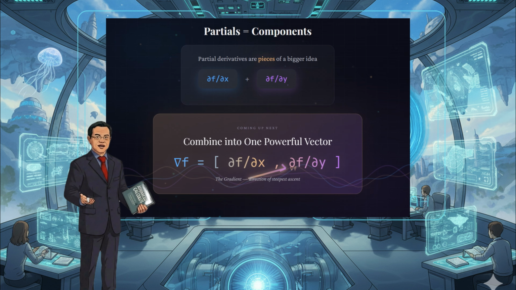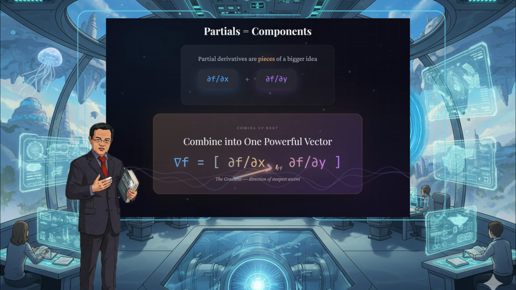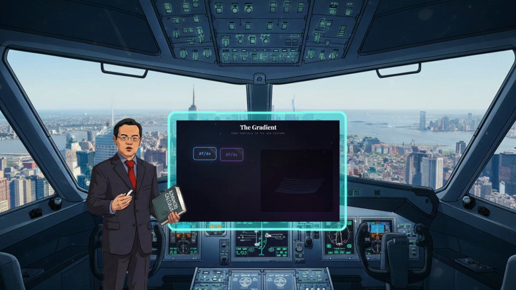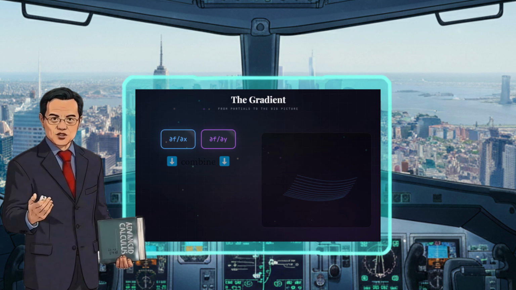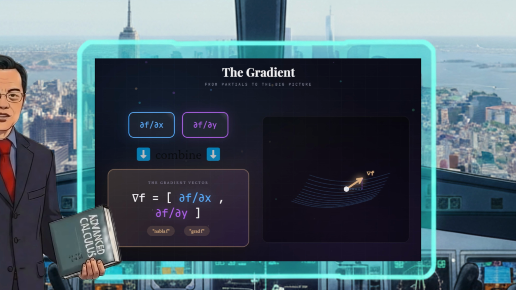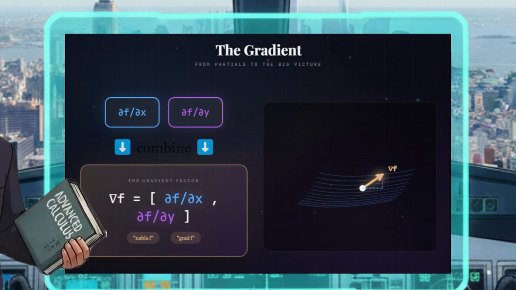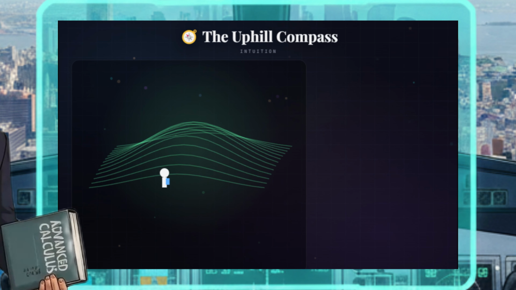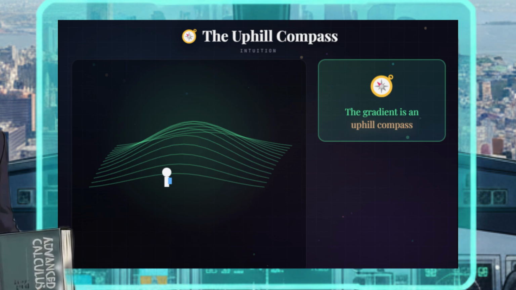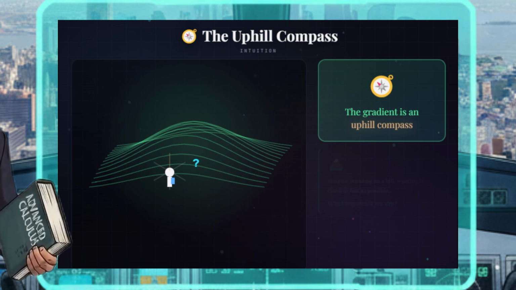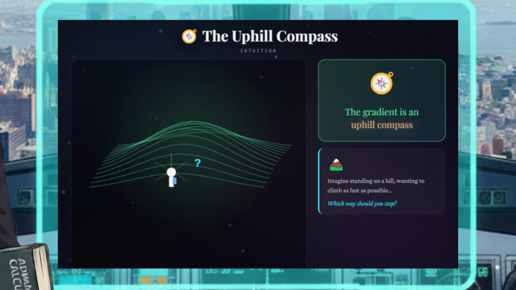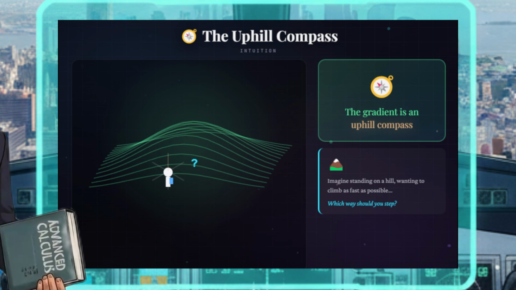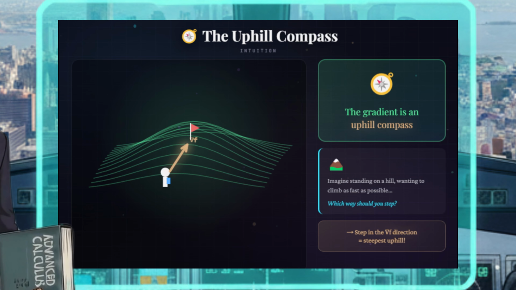Next, combine them into one powerful vector, the gradient. If partial derivatives are your x slope and y slope, the gradient is the big picture. On screen, you'll see the gradient written as a vector made from the partial derivatives. Intuition-wise, remember this phrase. The gradient is an uphill compass. Imagine you're standing on a hill and you want to climb as fast as possible. Which way should you step? The steepest uphill direction is the direction of the gradient.